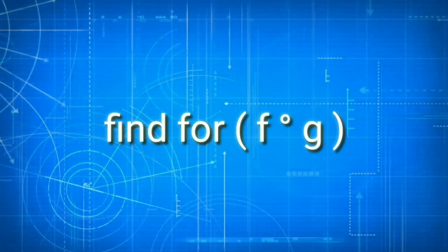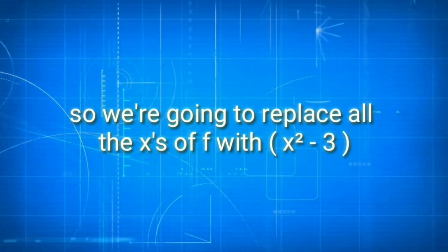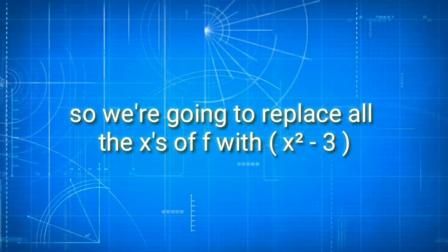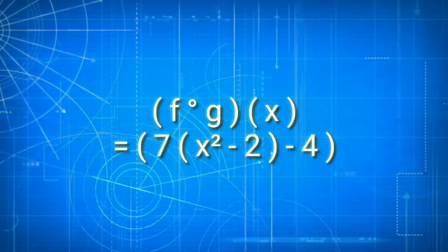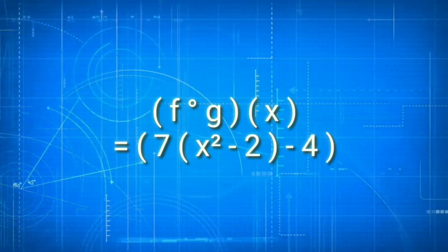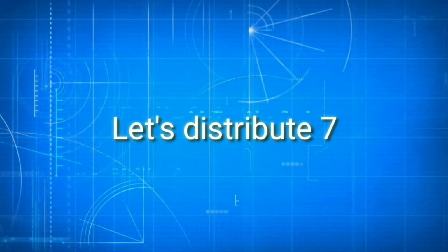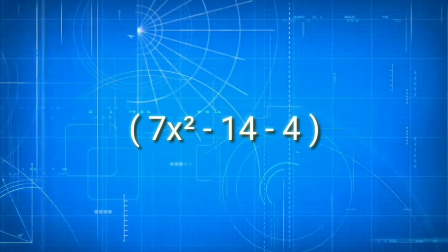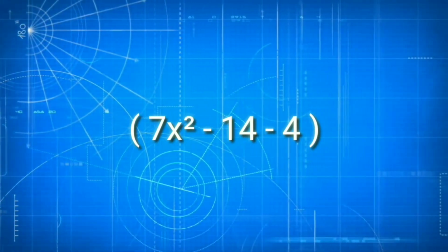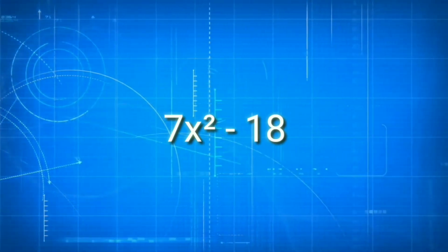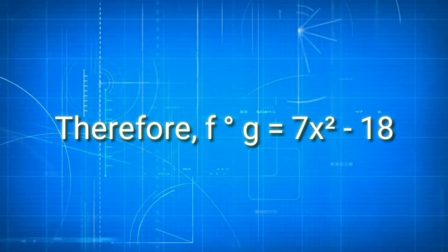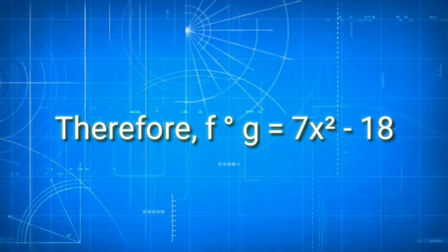Let's find f of g, where g of x is inside of f of x. So, we're going to replace all the x's of f with x squared minus 2. So, f of g of x is equal to 7 times x squared minus 2, minus 4. Let's distribute 7. So it will be 7x squared minus 14 minus 4. Let's simplify. So it will be 7x squared minus 18. Therefore, f of g is equal to 7x squared minus 18.